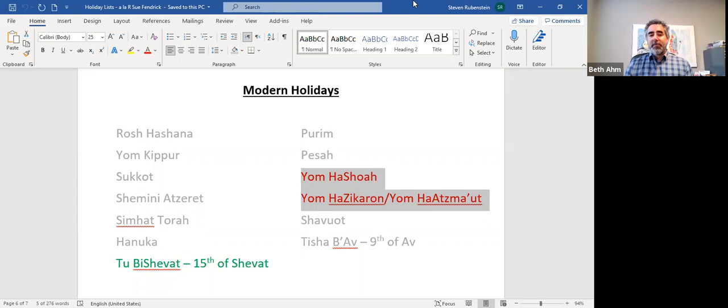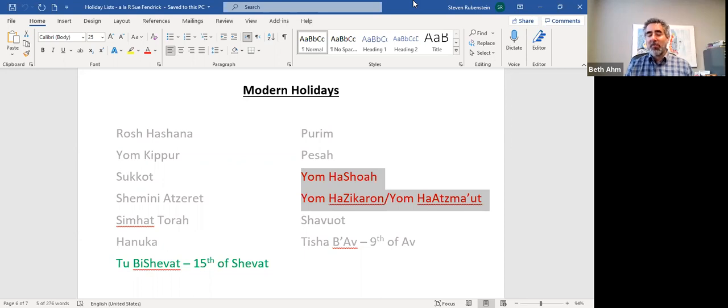Yom HaZikaron and Yom HaAtzmaut are grouped together because they're one day after the other. Yom HaZikaron is Israel's Memorial Day, and Yom HaAtzmaut is Israel's Independence Day. Again, they come one after the other, which is, I think, both strange in one way, and also it's what makes them both powerful as a unit.